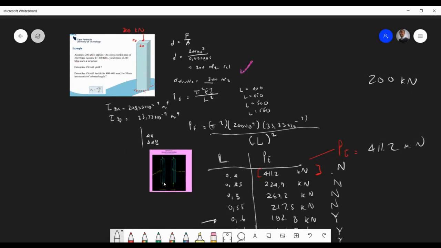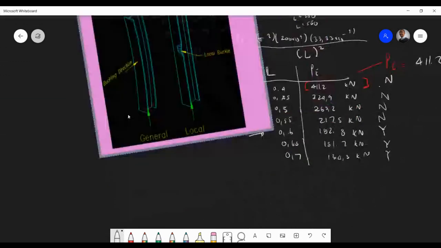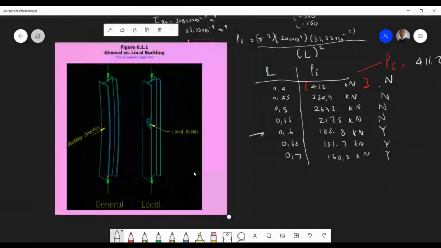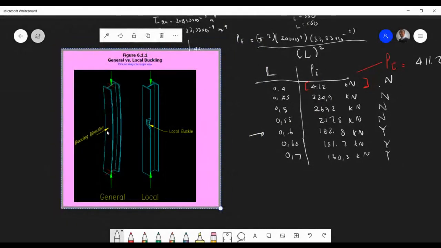And then I do want to put up this picture here to show you that you do get different kinds of buckling. You can get a general local buckling. I'll discuss that shortly.